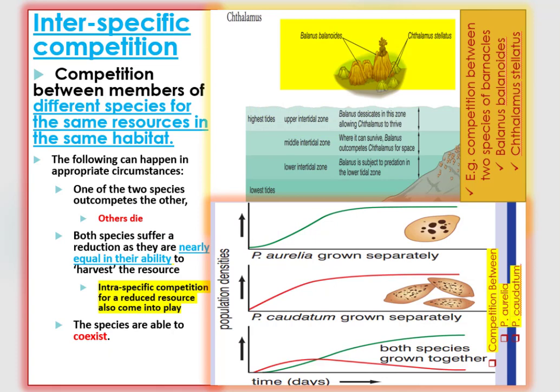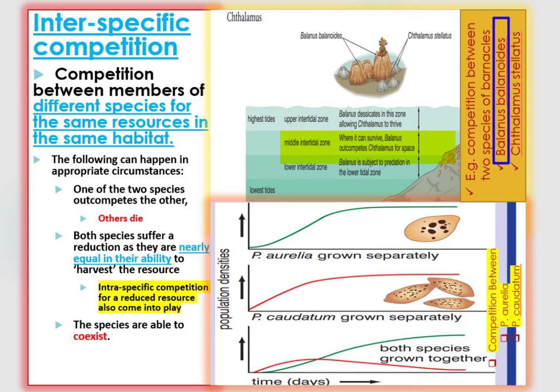For example, there are two species of barnacles, a kind of crustacean. These are Chthamalus stellatus and Balanus balanoides. Chthamalus stellatus lives in all intertidal zones between the highest tides and the lowest tides. That means in the upper, middle, and lower intertidal zones. But Balanus balanoides cannot live in the upper intertidal zone and lower intertidal zone due to desiccation and predation, respectively. Balanoides can only live in the middle intertidal zone.